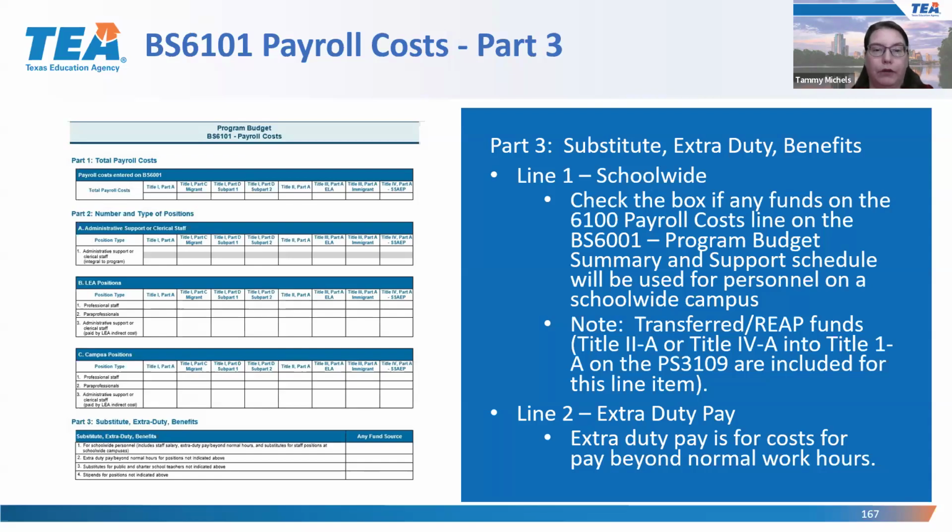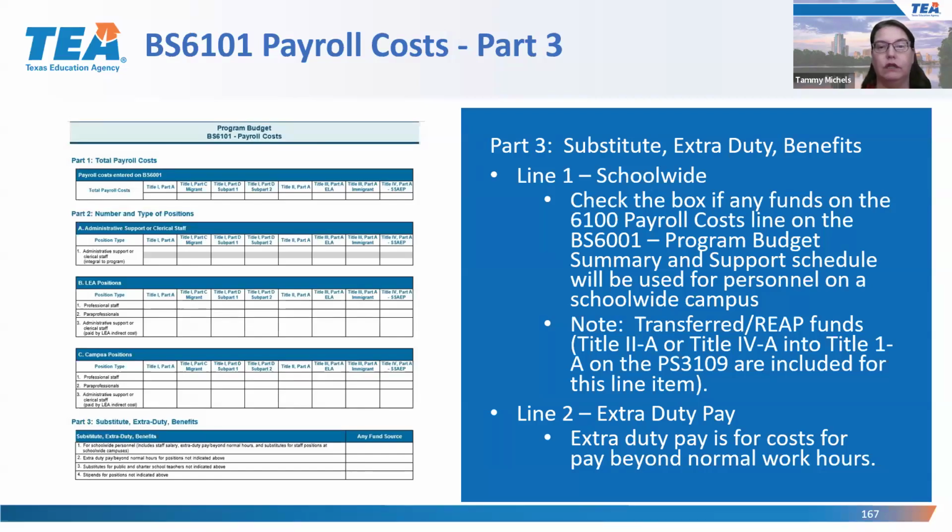Next, we'll talk about part 3, line 2, and this is for extra duty pay. You'll want to check this box to indicate that some or all funds budgeted in payroll will be used for extra duty pay. These costs include pay beyond normal work hours for professional support or support professionals not indicated in part 1 as determined by local policy.